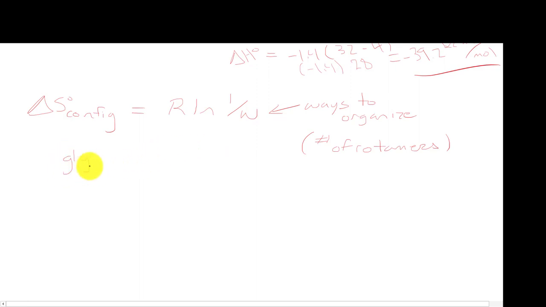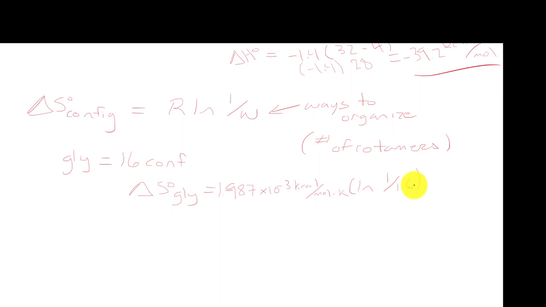For a glycine, which is our most rotationally dispersed amino acid, there are 16 conformations. And so delta S for a glycine would be R, which is 1.987 times 10 to the negative 3 kcals per mole, times the natural log of 1 over 16. Okay, so our delta S for glycine is going to be, in kcals per mole, negative 0.00551 kcals per mole.